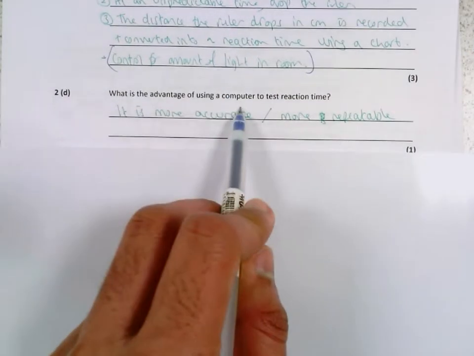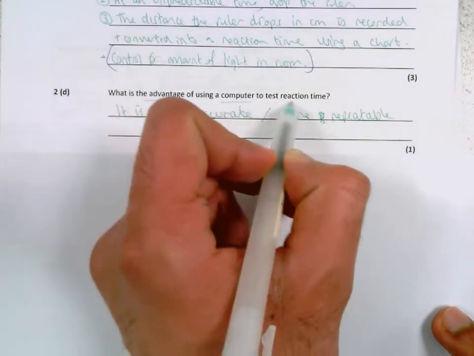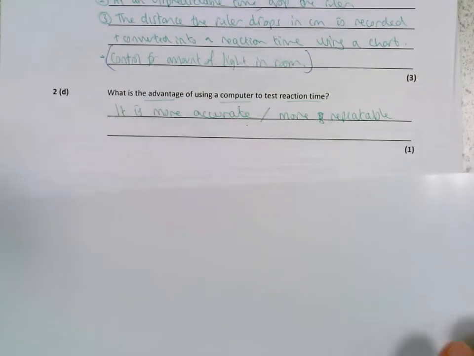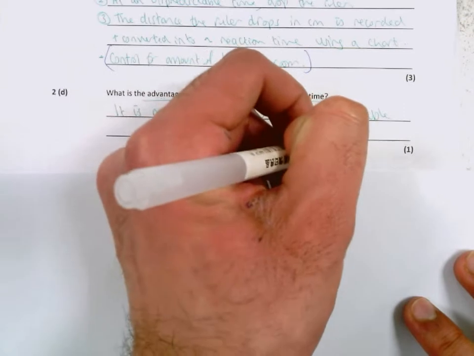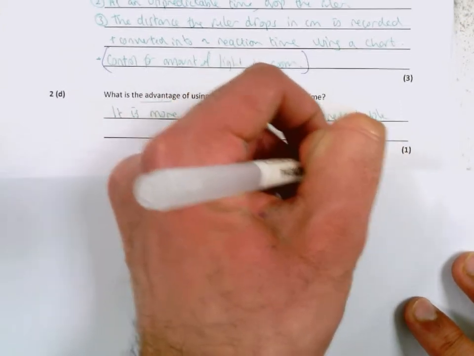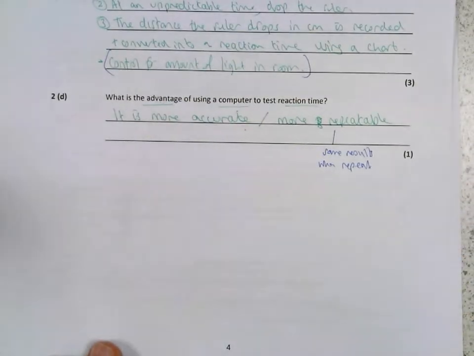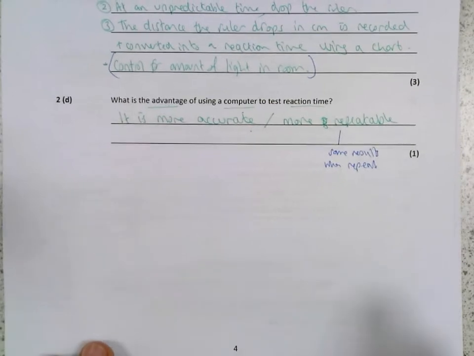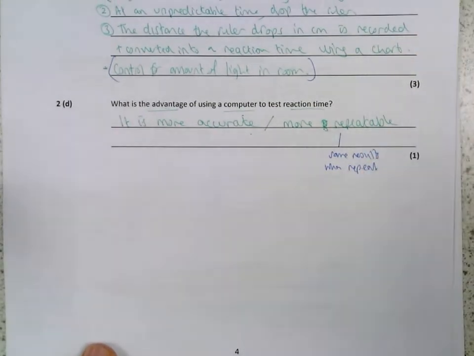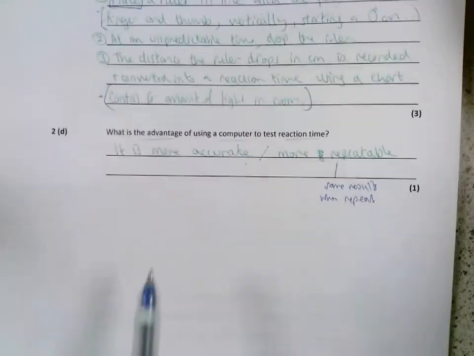Next question, computer program, why is it an advantage? So the advantage of using a computer test is that it's more accurate, or you can say it's more repeatable. Remember, repeatable means when you do it again and again, you get the same results when you repeat the investigation. So if I was to do it on the computer again and again, then I would get very similar results, whereas if I use the ruler, I might find my results vary more. So it's less repeatable to use the ruler drop method and more repeatable to use the computer.